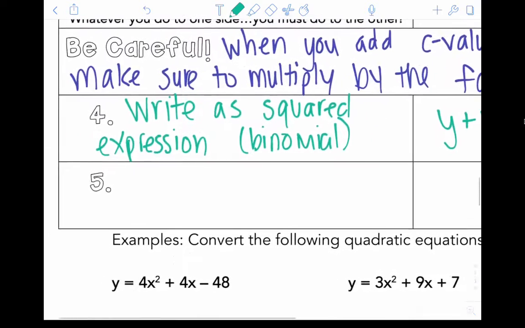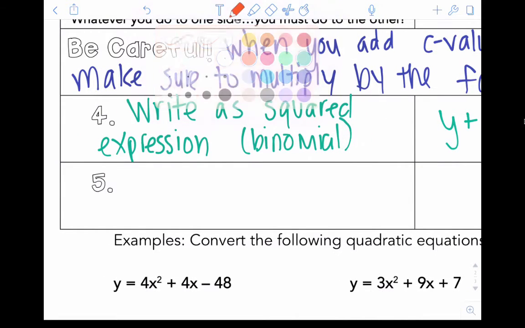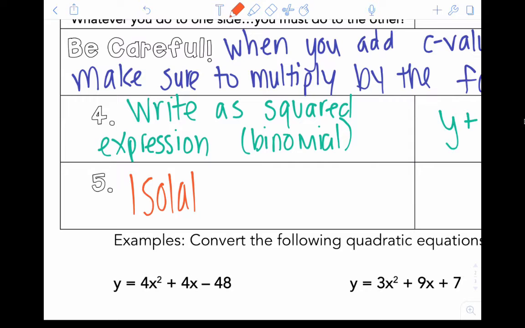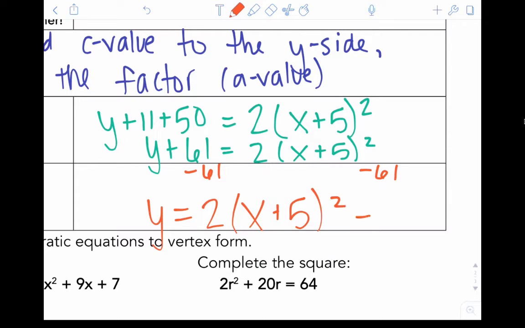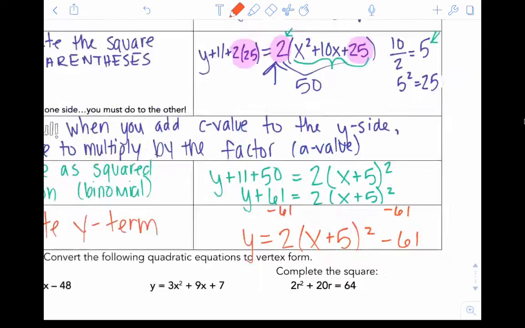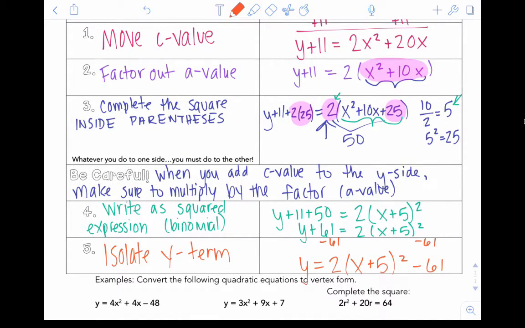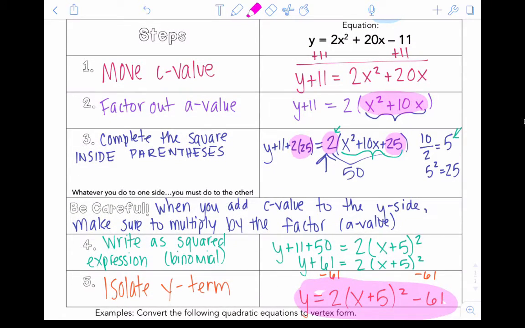And then my last step is to, of course, isolate the y term. So I need to move that 61 to the other side. I'm going to subtract 61 from both sides, so I get y is equal to 2 times the quantity x plus 5 squared minus 61. So this equation right here is the same as this equation here. Notice that the a value is the same. And if you were to graph these, they would be the exact same graph.